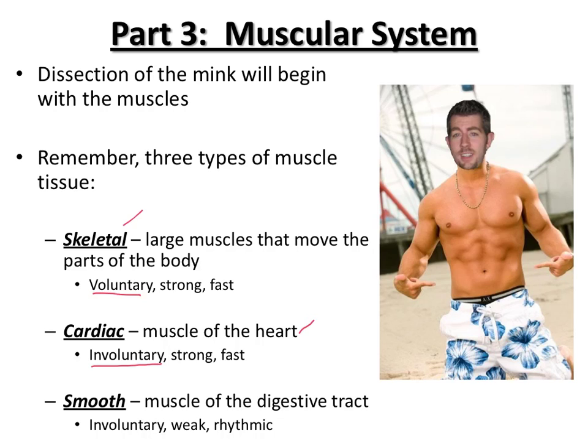And then your third kind is smooth muscle. Again, we'll see that in the digestive tract. Remember, it's very different. It's involuntary. You don't have to think about digestion, and it's weak, and it's sort of a rhythmic thing. For this muscular system information that we're really worried about, we're going to be focusing on the skeletal muscles.